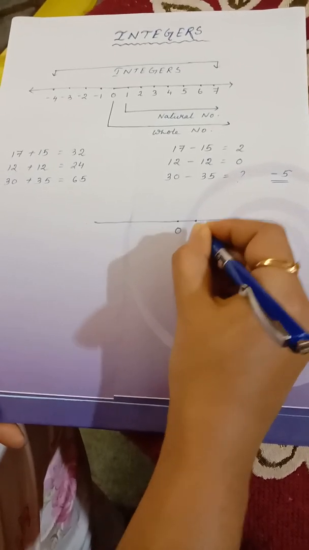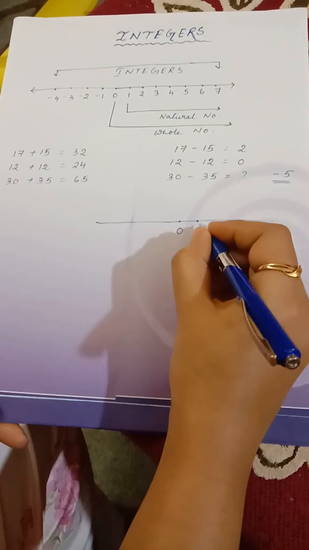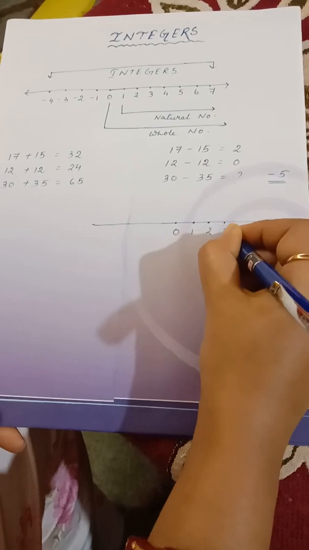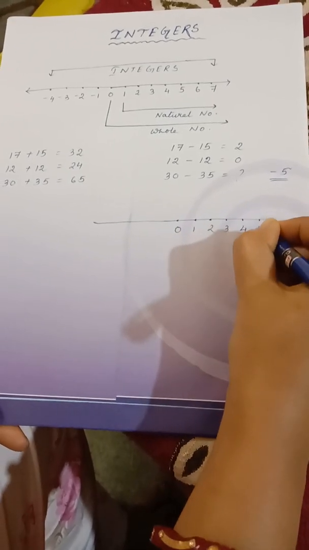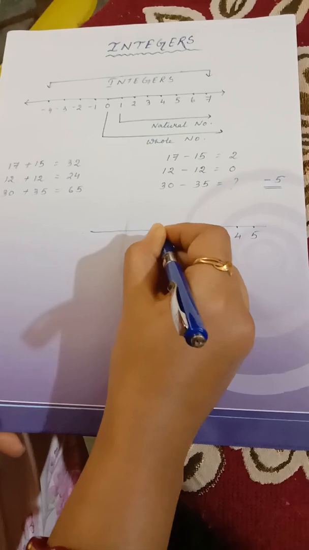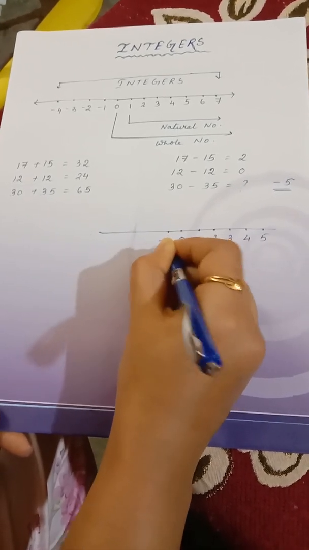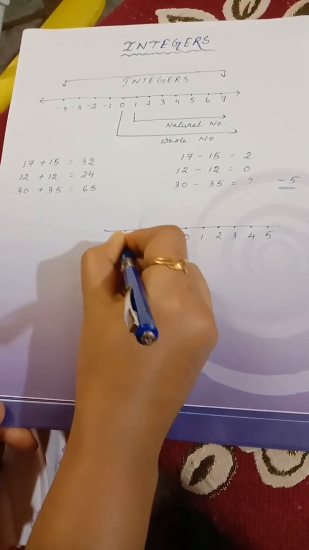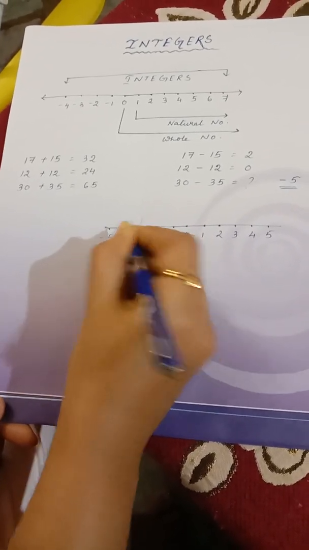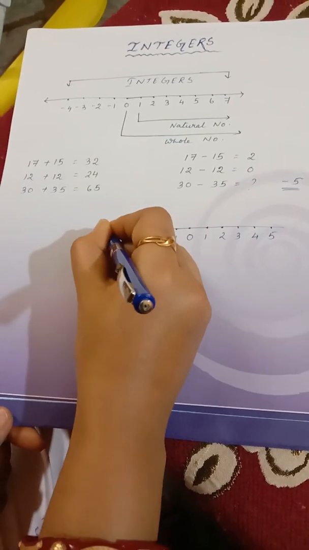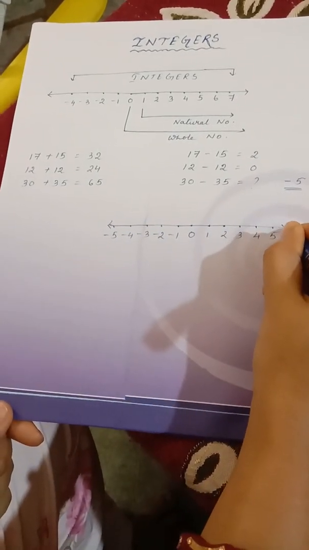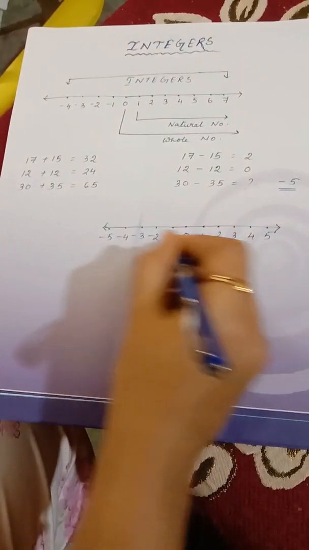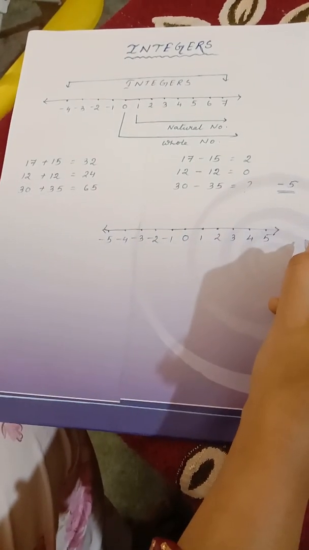Then we have to label the points, write to the right of the 0 all the positive numbers, and left to the 0 all the negative numbers. Then at last we have to put arrows on both the sides of the number line to show that the line continues indefinitely in both the sides.